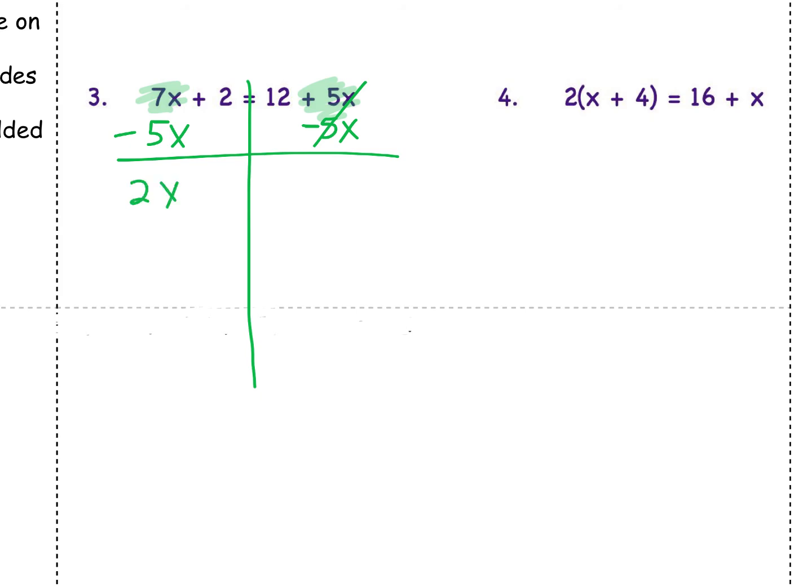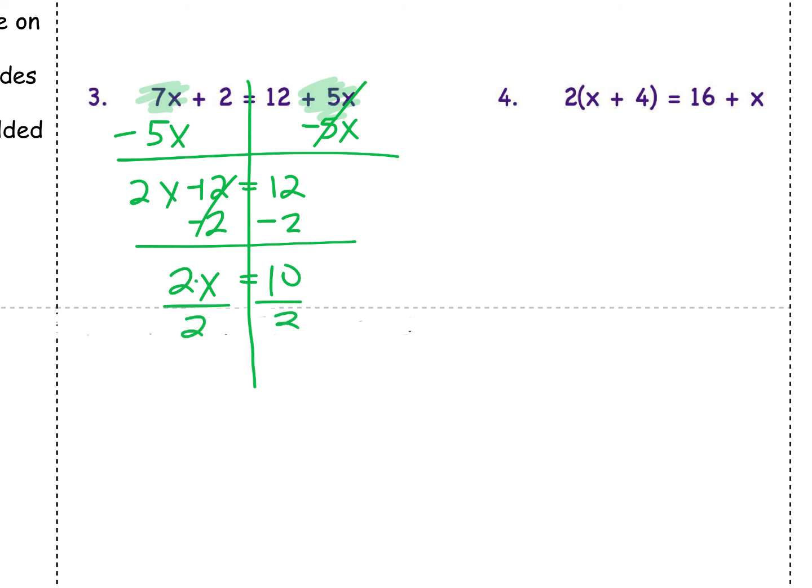So I have 2x plus 2 equals 12. Undo adding and subtracting, so we're going to minus 2 on both sides. 2x equals 10. Undo multiplying, so we're going to divide by 2. X equals 5. Super quick. And our last example right here.